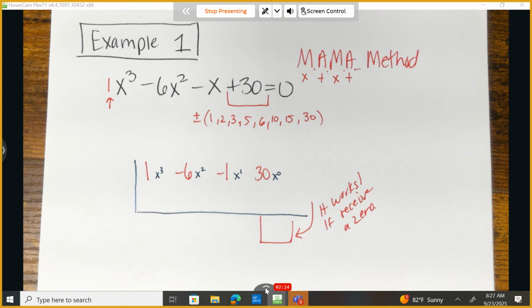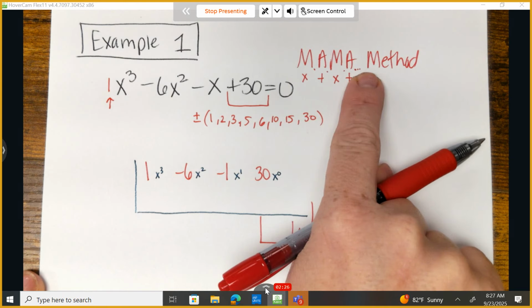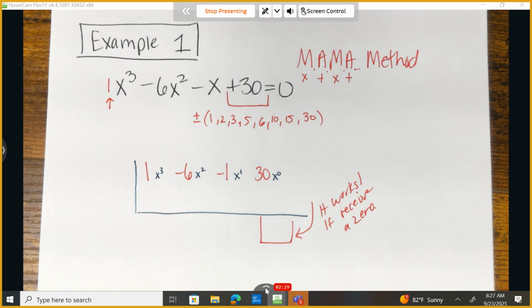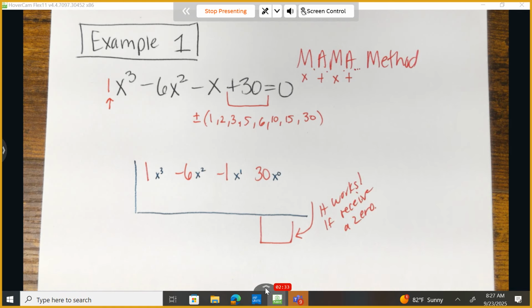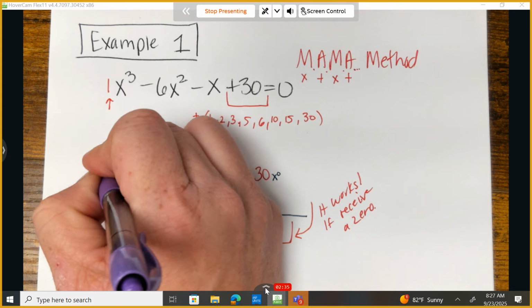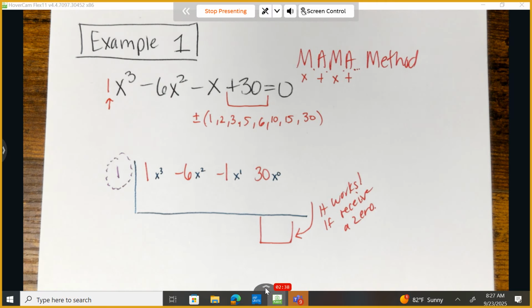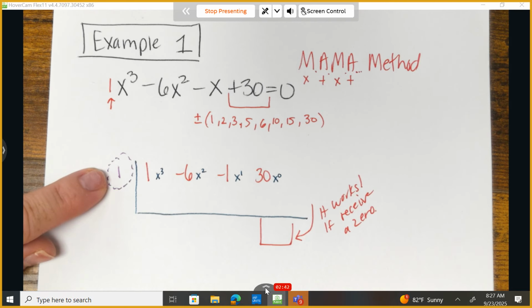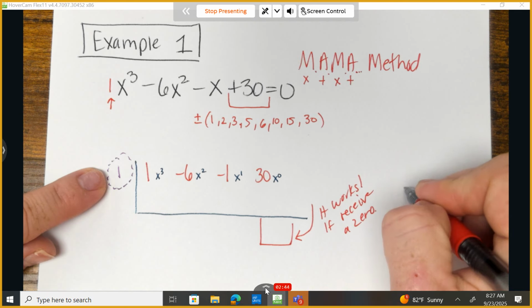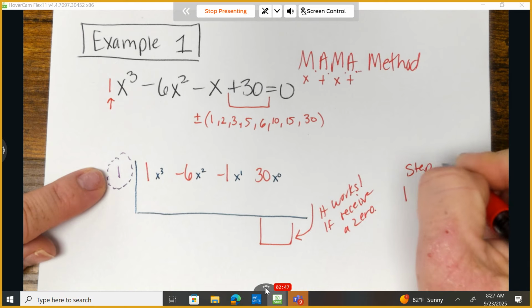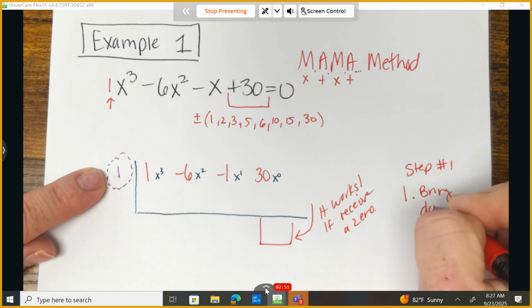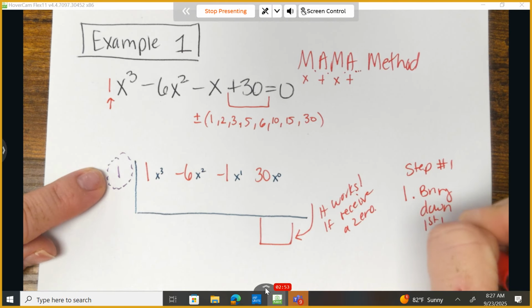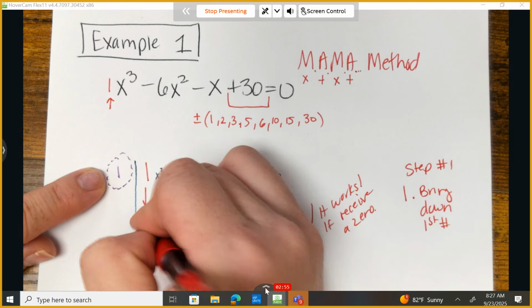Okay, so how do we test this? We're going to go back to using the MAMA method as a way of telling us what to do. Let's start right now by testing positive 1. So if everybody could put a 1 out front, and I always tell students to put some type of a cloud around it, some type of a dot around it. Everything we do when we multiply comes back to this number. Step number 1 as we test it is we are going to bring down the first number. So my first number is brought down just as is.